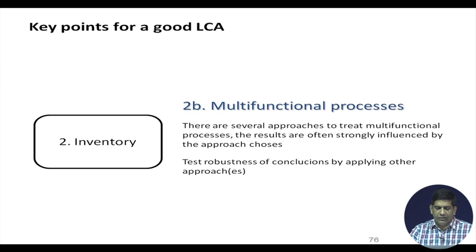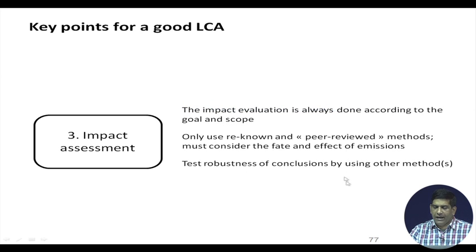After you are done with the inventory, you go for impact assessment, and it's done based on the goal and scope. Again, there are different methods out there. We only use known and peer reviewed methods. Right now, IMPACT 2002+ and ReCiPe 2009 are the more common impact assessment methods used. You can use other methods as well, but then you should justify which method you are using and what is the rationale of using that particular method. And many times you should try to compare one method with the others, which gives you the robustness of the conclusion as well.